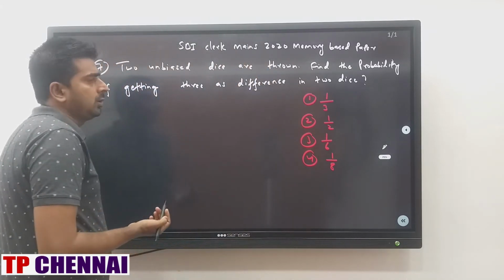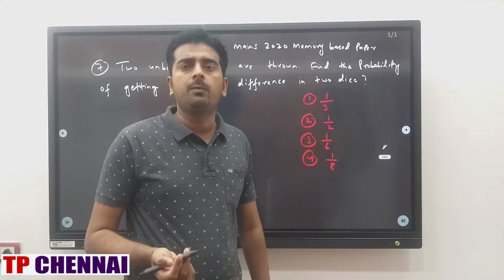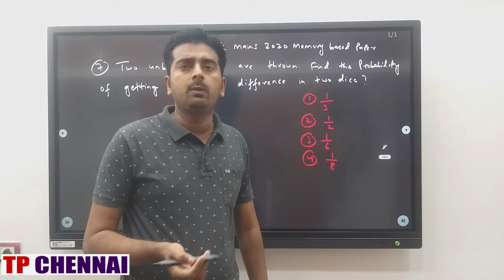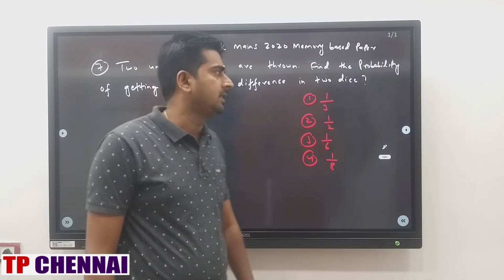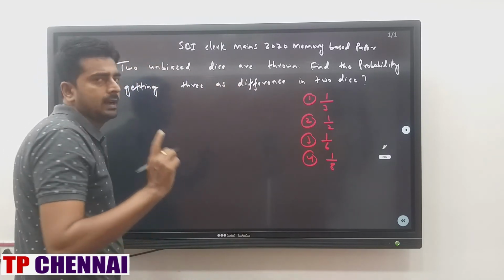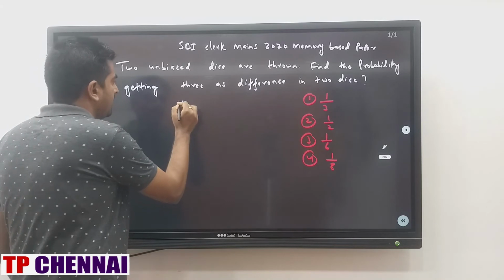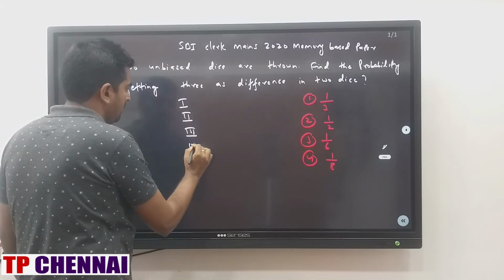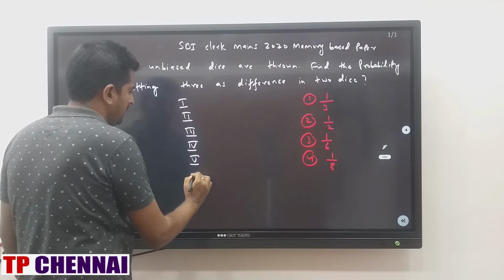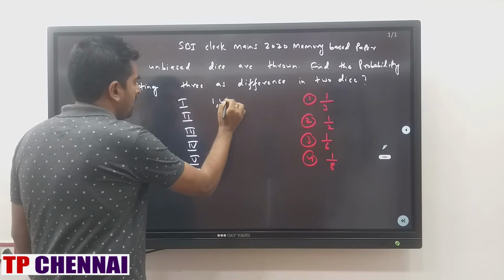Two dice are thrown. So what will be your sample space? 1 1, 1 2, 1 3, 1 4, 1 5, 1 6, 2 1, 2 2. Likewise, it will go till 6 6, and the total number of possible outcomes is 36. In each and every row you will get a pair with a difference of 3. So I am writing first row, second row, third row, fourth row, fifth row, sixth row. First row you are having 1, 4.